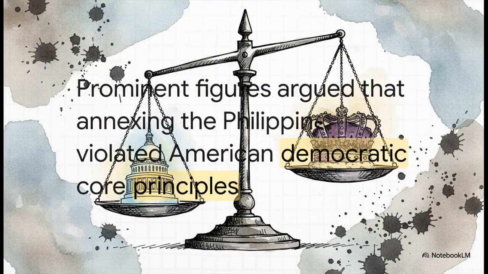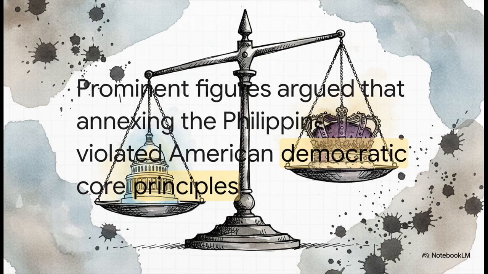But, as you can imagine, this treaty triggered a massive domestic backlash. You had the Anti-Imperialist League, which featured huge names. I mean, we're talking author Mark Twain, industrialist Andrew Carnegie, and former President Grover Cleveland. And they argued passionately against this. They basically stated that annexing the Philippines blatantly violated America's core democratic principles.